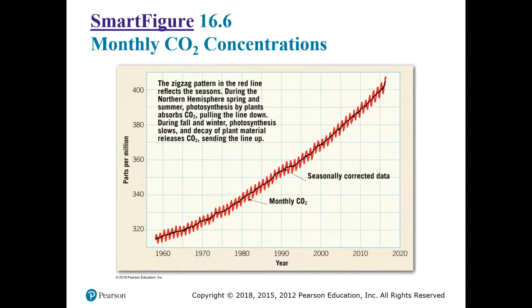Now this is a monthly CO2 concentration, and it's showing since the 1960s, when the graph started, that even though CO2 goes up and down on a monthly basis, if you average that over the year, you can see the line going up. During fall and winter, photosynthesis slows, and the decay of plant material will release the CO2, and that'll send the line up.